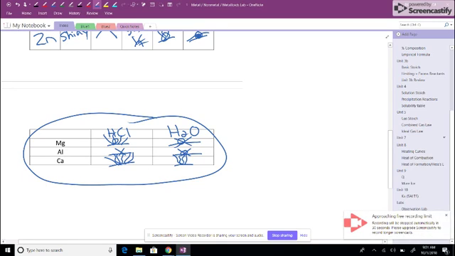Where are the most reactive metals found? Are they on the top left, the top right, the bottom left, or the bottom right? Once you identify the trend, I think you can then apply it to the question I proposed earlier.